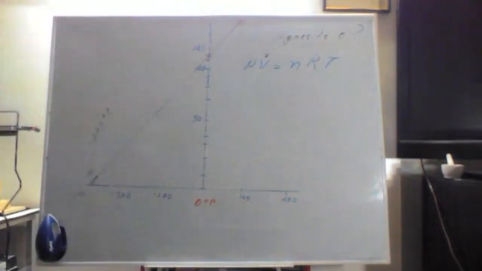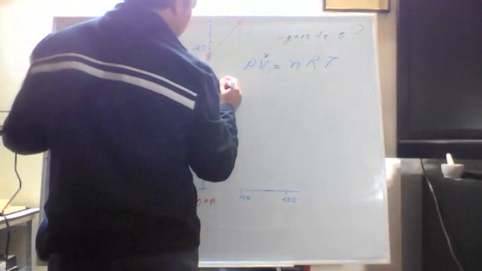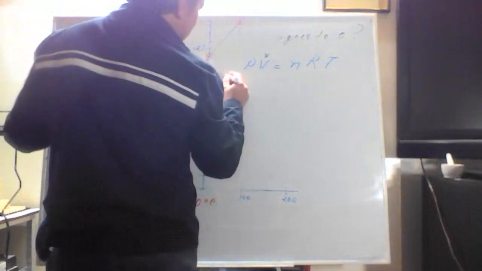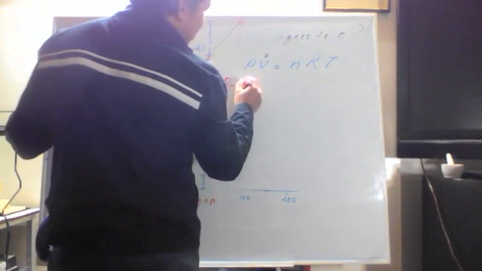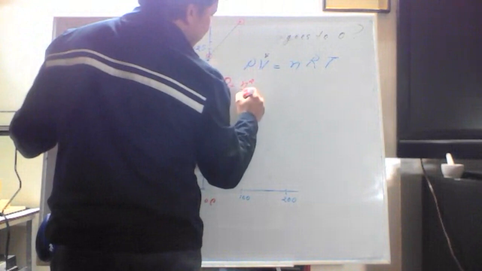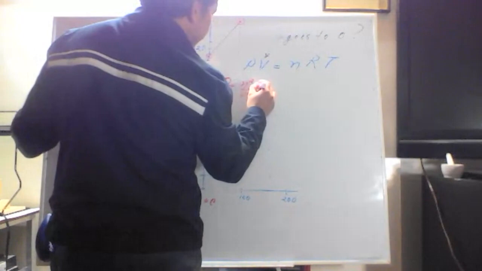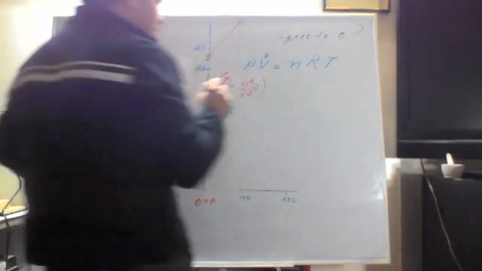And the answer is, well, it depends on what volume means. Because there is another equation. This is not the only equation. This is the ideal equation. And there is a van der Waals equation. In the van der Waals equation, we have a pressure plus some correction that is like a square of concentration times some constant. And then the volume is also corrected.